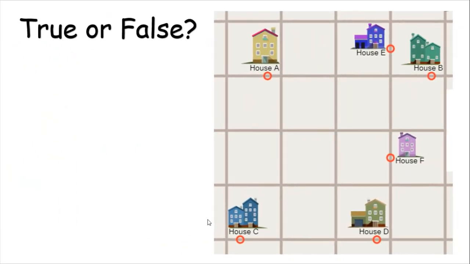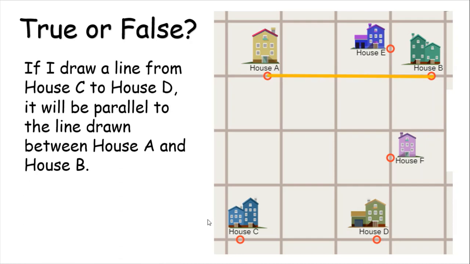So there are some perpendicular and some parallel lines in nature. Now I've got a true or false quiz here for you. I've got some houses on the grid. Now, true or false? If I draw a line from house C to house D, so down the bottom here in blue, green, it will be parallel to the line that is already drawn here between house A and B. So if I drew a line from C to D at the bottom, it would be parallel with this line here.